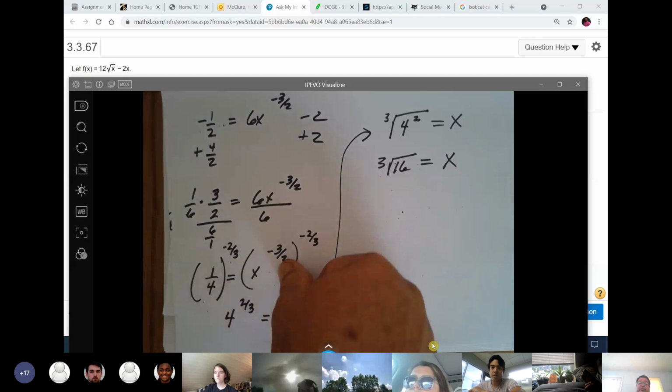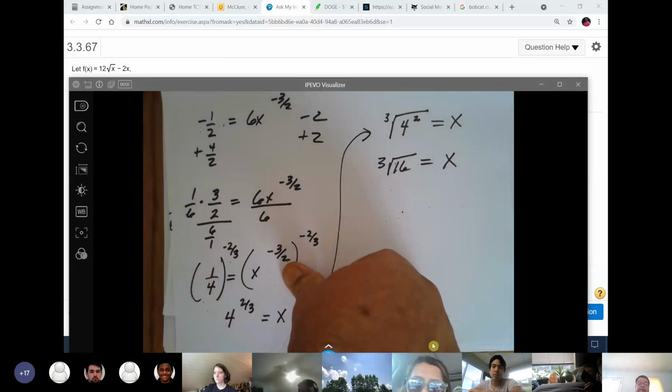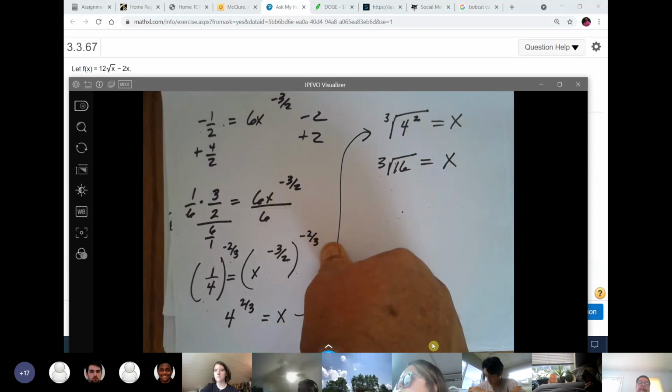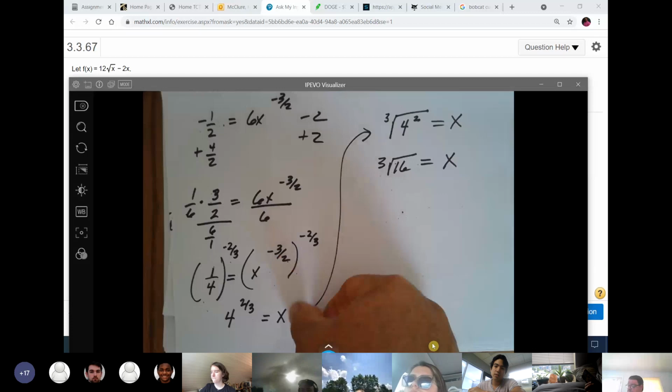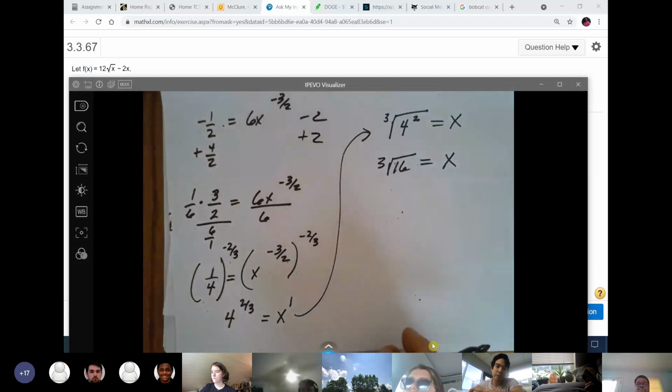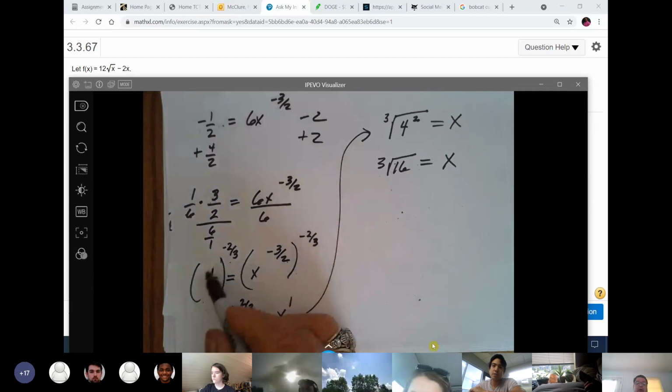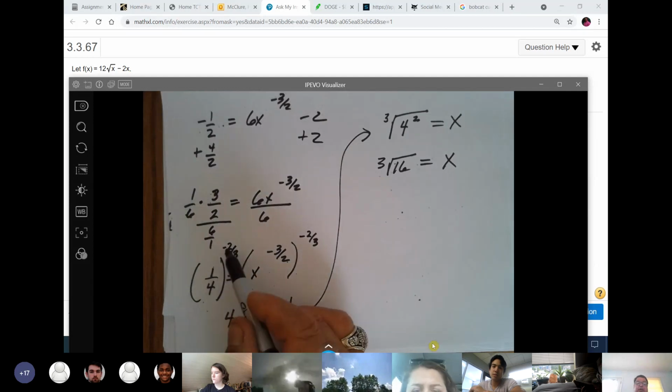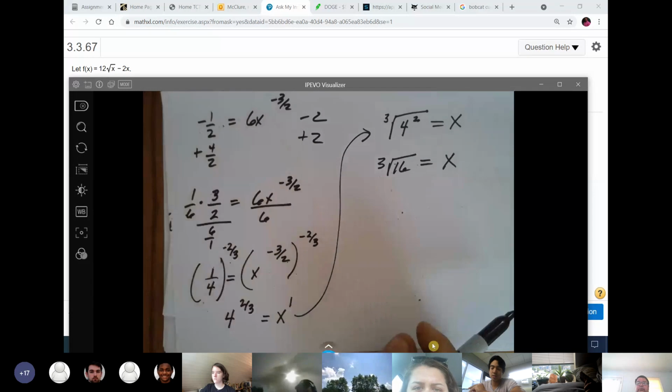What's the reciprocal of negative 3/2? So it's negative 2/3. I want this to be x to the 1st power. So when you did 1/4 raised to the negative 2/3, wouldn't that still be negative and not positive? Well, I flipped this upside down, and when you flip inside the parentheses, it makes this negative 2/3 a positive 2/3. Okay.